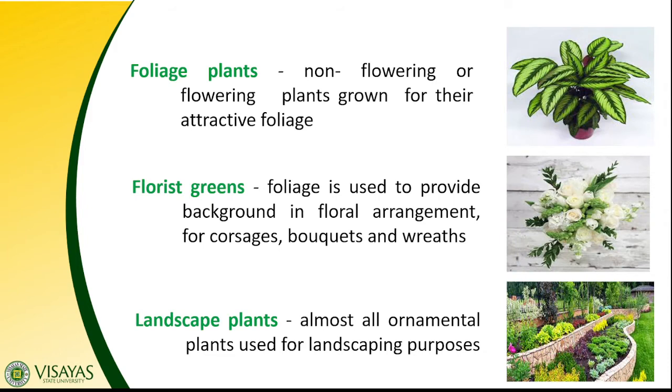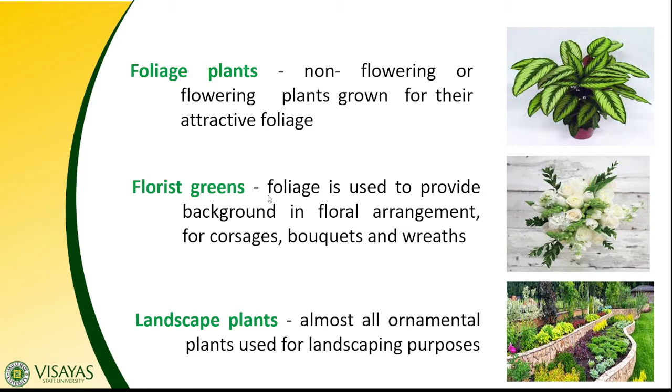Another one is the foliage plants. These are non-flowering plants, or they can be flowering plants, grown for their attractive foliage, just like this plant here, this aglaonema, which has attractive leaves or foliage. So we grow this plant because of its attractive foliage.